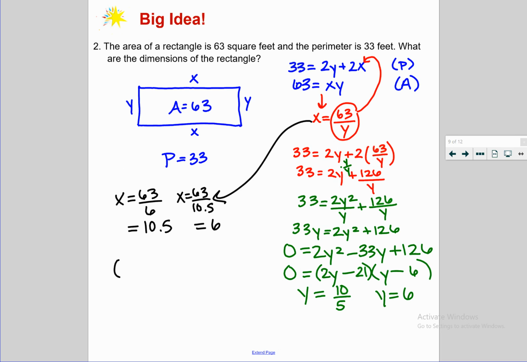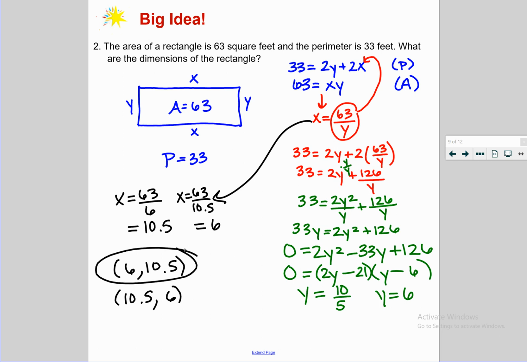Mathematically, there are two answers: 6, 10.5, and 10.5, 6. But aren't they the same answer, the dimensions of this rectangle? It doesn't matter which one's the length and which one's the width. Either way, I'm going to get a perimeter of that and an area of that. So any one of these would be fine if you list it as a point.